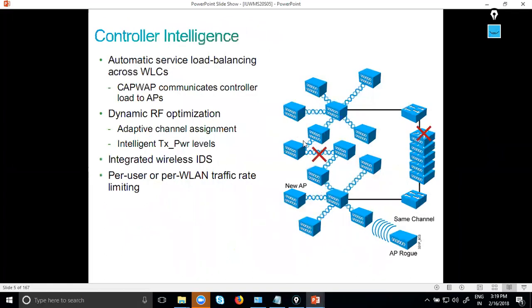And then we have controller intelligence. We can configure dynamic RF optimizations, adaptive channel assignments, integrated wireless IDS, and automatic service load balancing. This is the additional controller intelligence, where the controller can push information to the access point, and on that push, the AP will gather information from the antenna and report back to the controller, so that your controller takes decisions on the basis of information gathered from the access point. And that's why it is called controller intelligence at a different level.